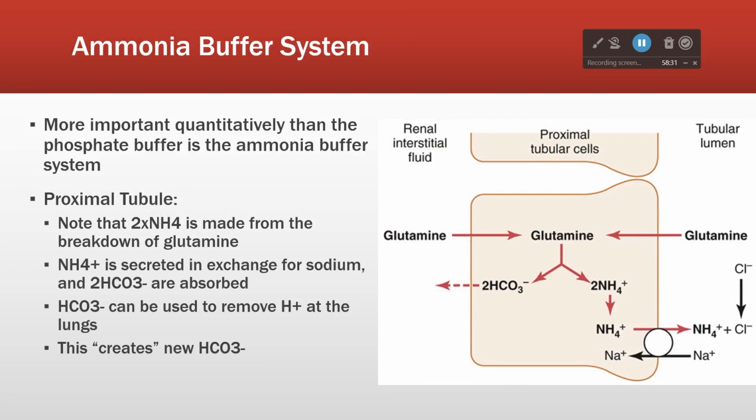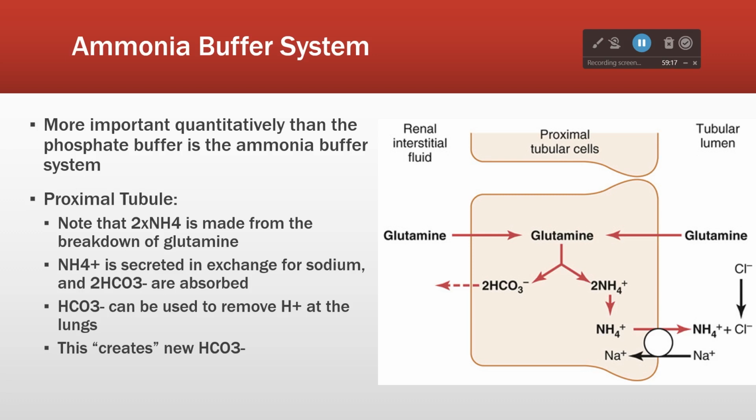All right, we also have ammonia. Ammonia is another buffer system that plays a role particularly in the tubular lumen. And as your book says, more important quantitatively than the phosphate buffer. In other words, this involves more molecules, more units of acidity than the phosphate buffer does. All right, so it all starts with glutamine. Glutamine is an amino acid. It's fairly ubiquitous, right? It is freely filtered and heavily reabsorbed, as all amino acids are, right? But nonetheless, some glutamine still does arrive in the tubular lumen.